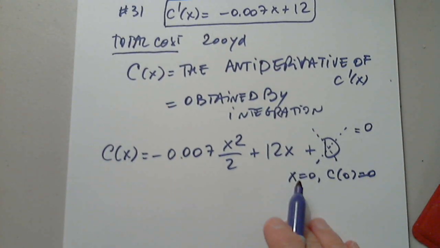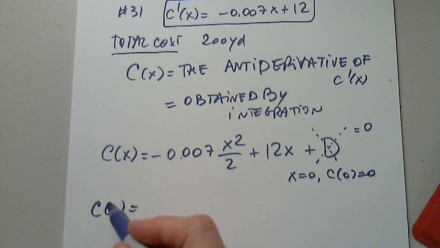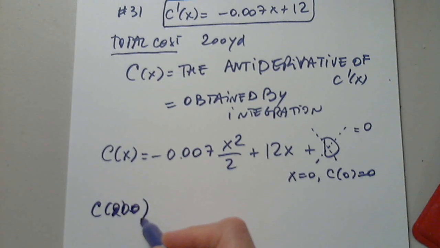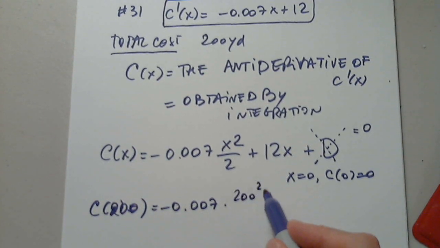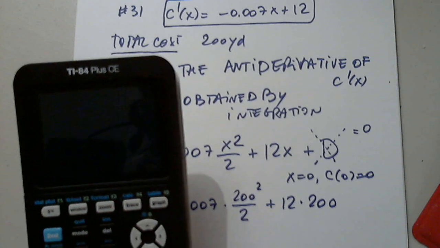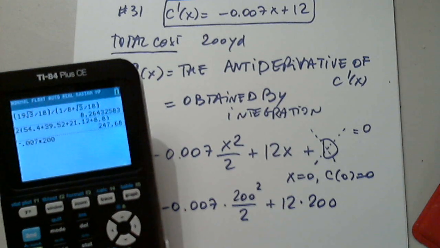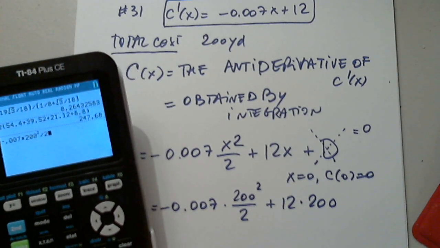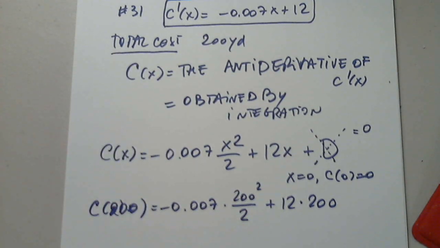Now I have the function. I meant to write 200 here. I can plug in 200. Good. So negative 0.007 times 200 squared over 2 plus 12 times 200. Quickly, I'll not share because it's too easy. Negative 0.007 multiplied by 200 squared, and then divide by 2 and plus 12 times 200. I got 2260.